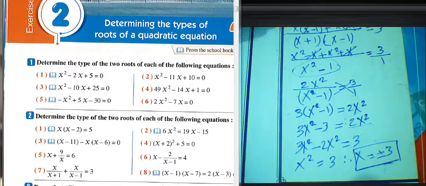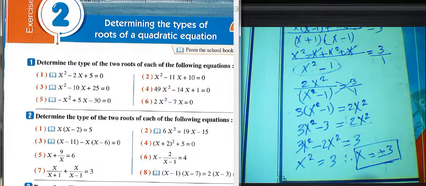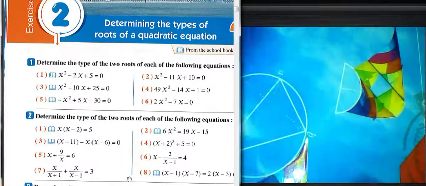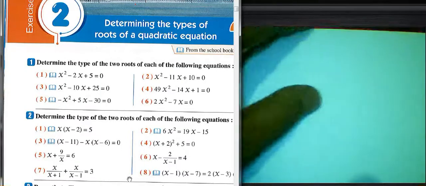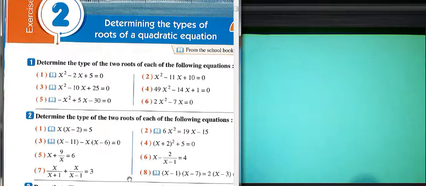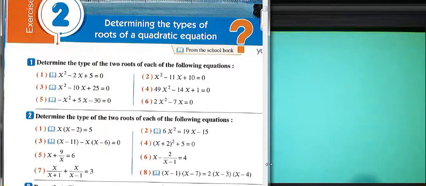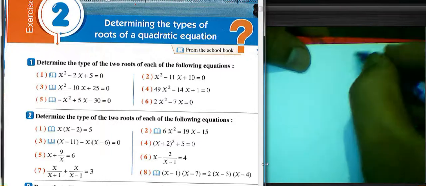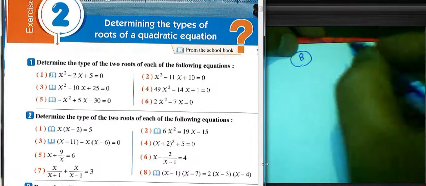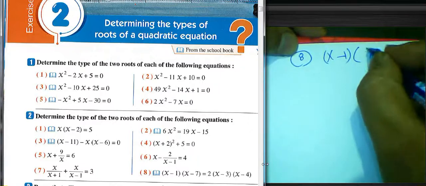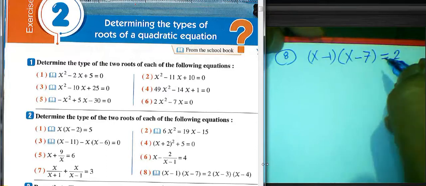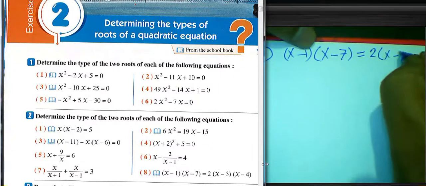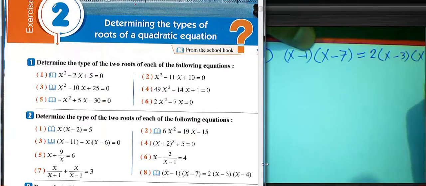Last question, question number 8. Look with me, question 8. x minus 1 in parentheses multiply by x minus 7 equals 2 multiply by x subtract 3 multiply by x subtract 4.